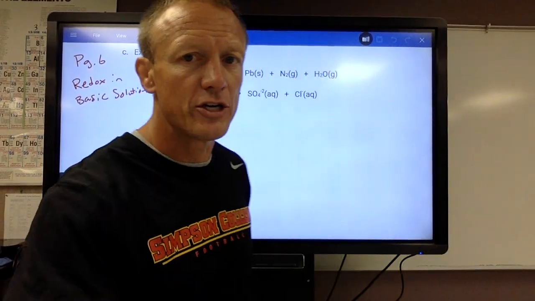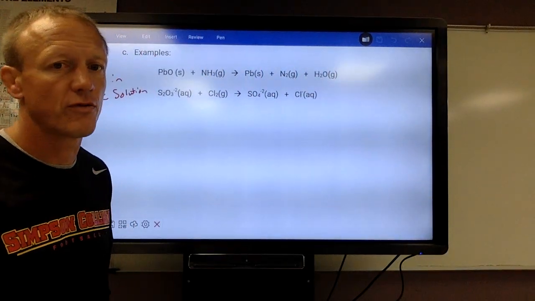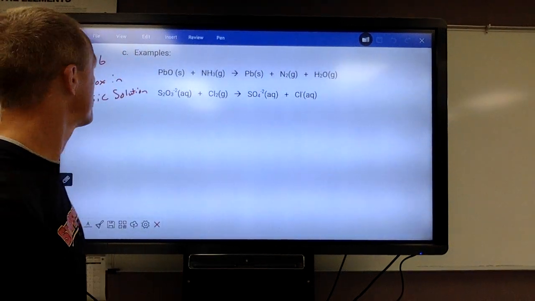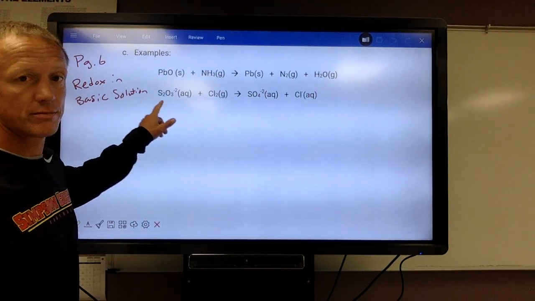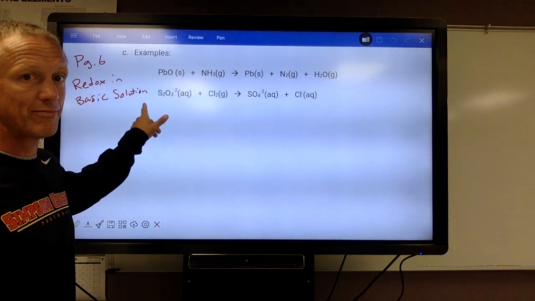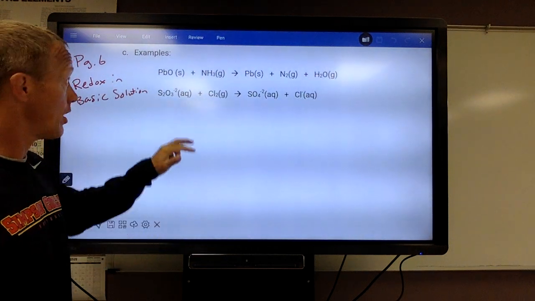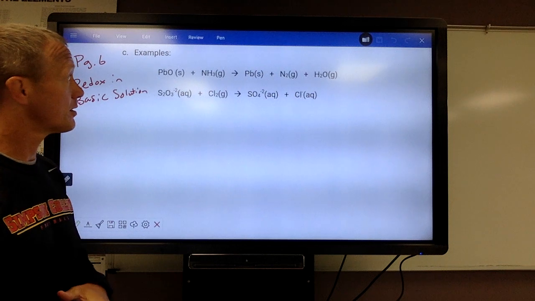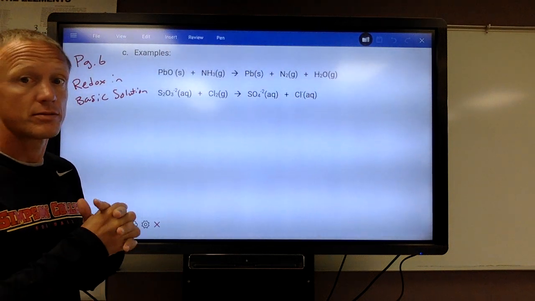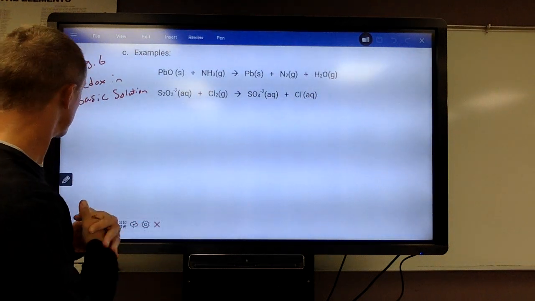Hey, this is page 6 of your chapter 4 reactions and aqueous solution notes. It's another example of a redox reaction in basic solutions, so one of the long ones. There are 2 of them on there. I'm going to do the second one. It's on here. Should have had another example hopefully earlier.